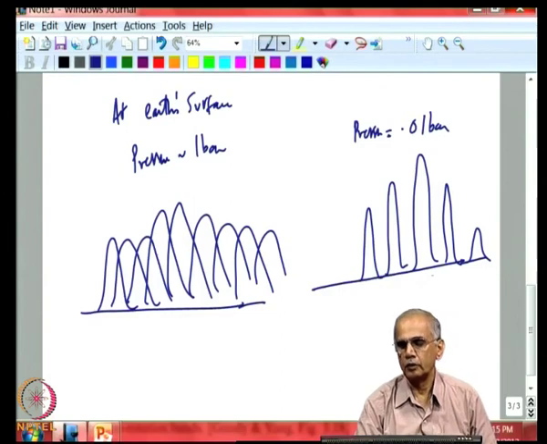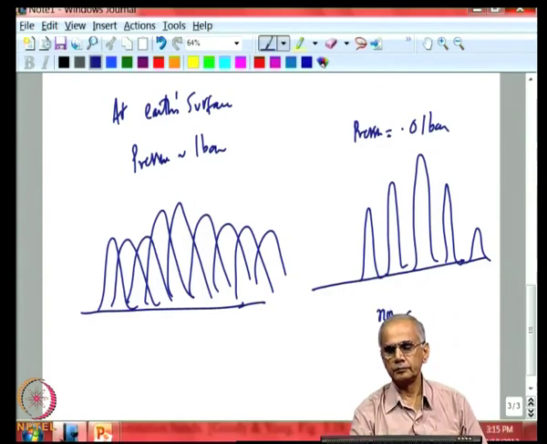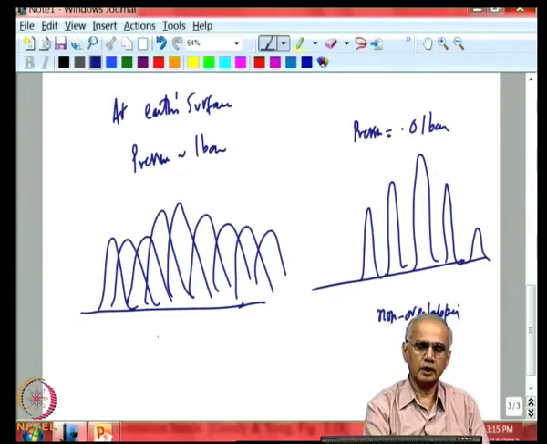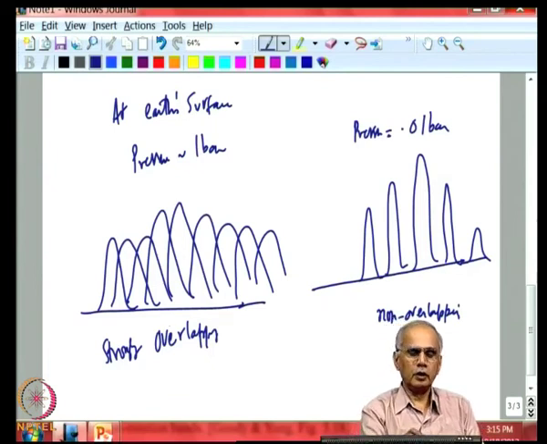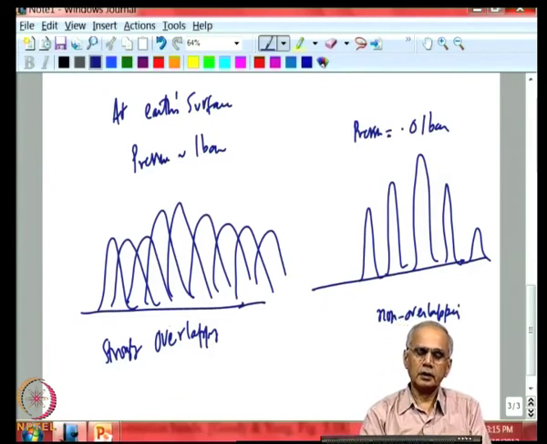So, these lines are now non-overlapping, while here they are strongly overlapping. This is very important to know, because if the lines are strongly overlapping, then it will remove this complicated structure that you will normally see, and you may be able to fit a very simple function to this.